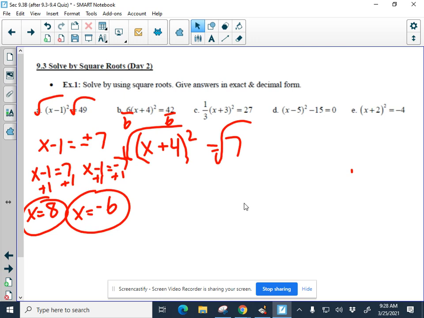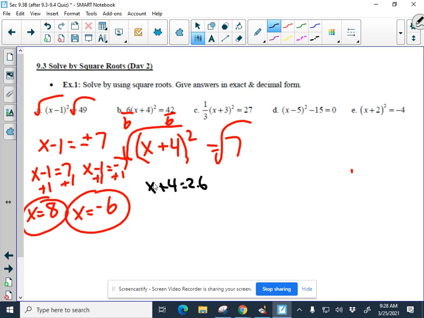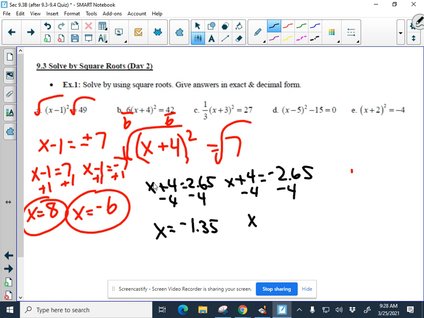So it could be positive, it could be negative. So we go x plus 4 equals 2.65, and x plus 4 equals negative 2.65. Subtract 4. Now use your calculator as needed. 2.65 minus 4, you're going to get negative 1.35. You're going to get negative 6.65.